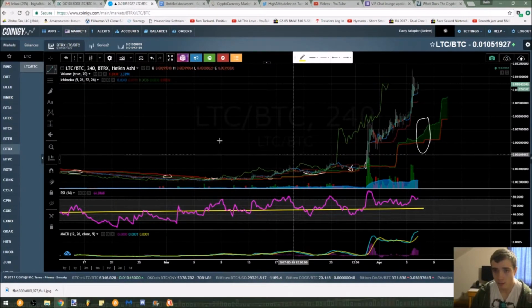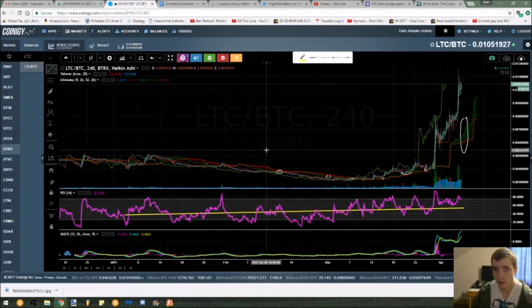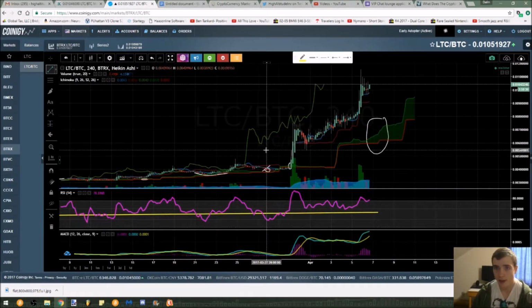Okay, so that's basically what I use the Ichimoku cloud for and how I trade it.